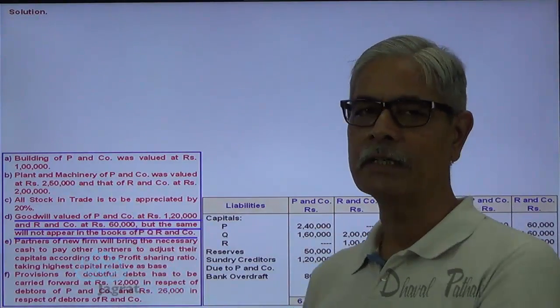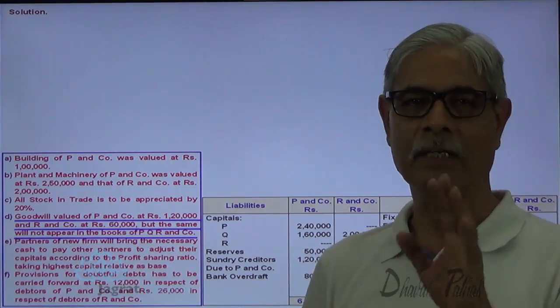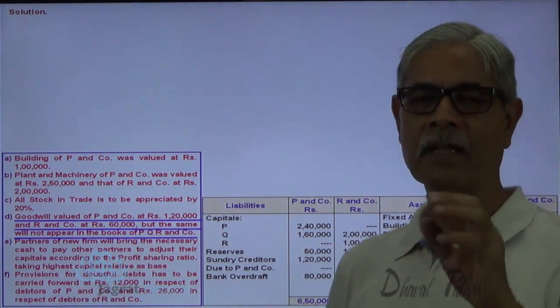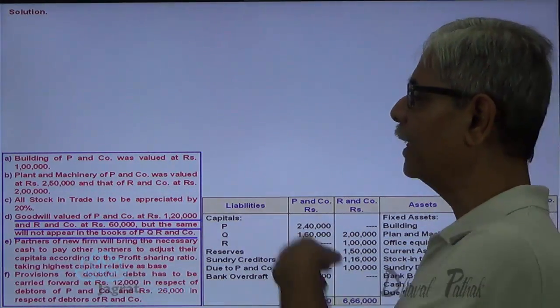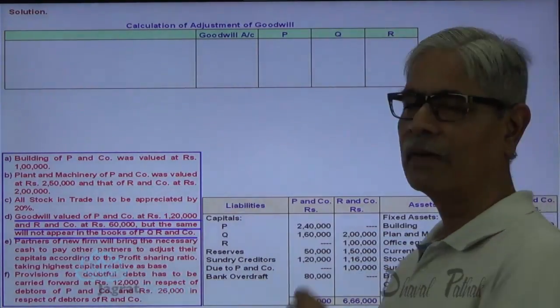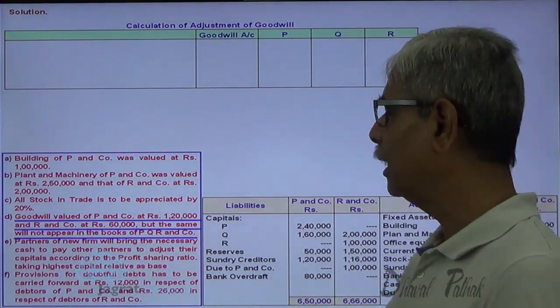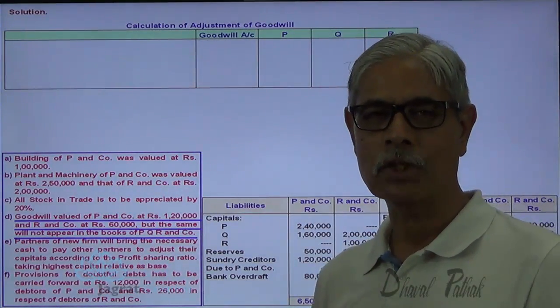Then I am going to consider the revaluation adjustment. In light of that, I am going to prepare the revised capital account, and the balance sheet will be revised, and the revised balance sheet will be absorbed by the new firm. So, goodwill of P and company is 1,20,000. In P and company, the partners are P and Q. They share profits and losses in the ratio of 3:1.